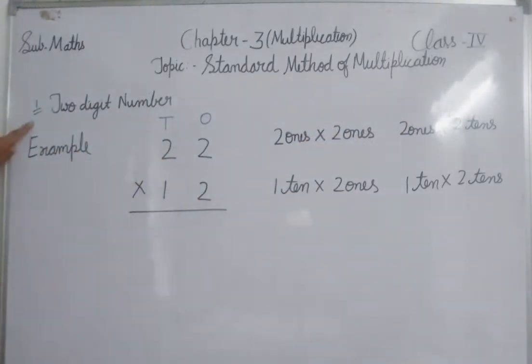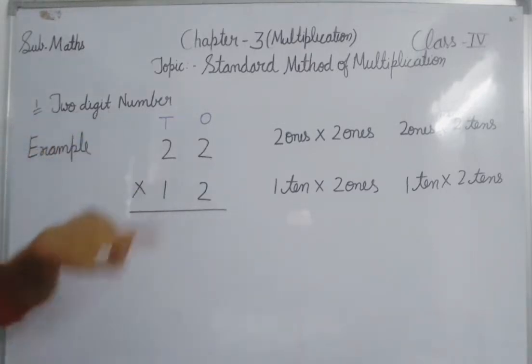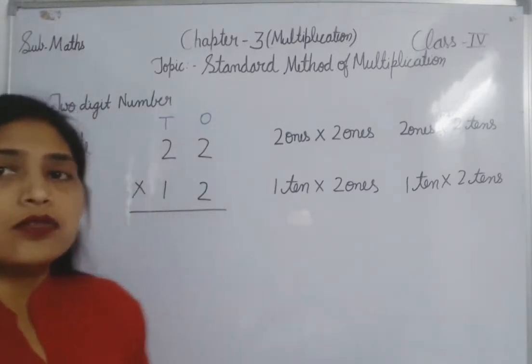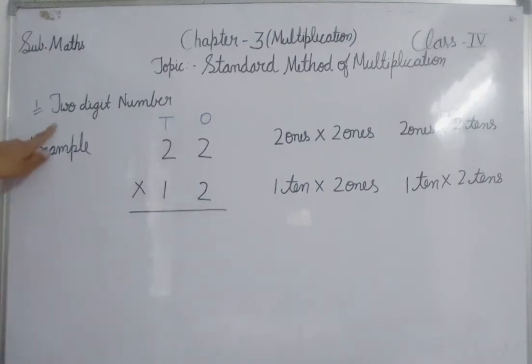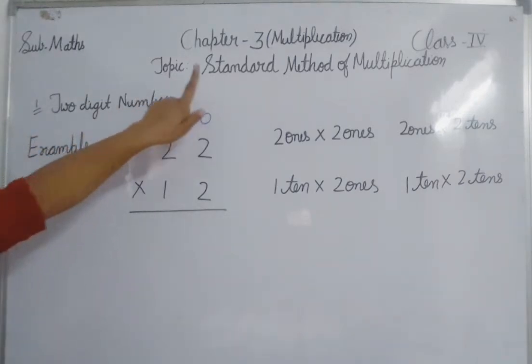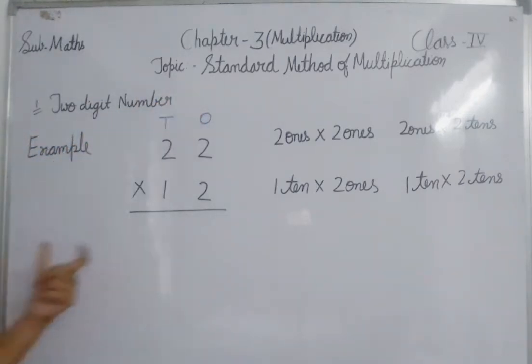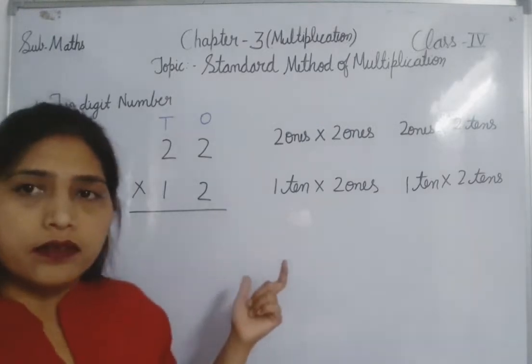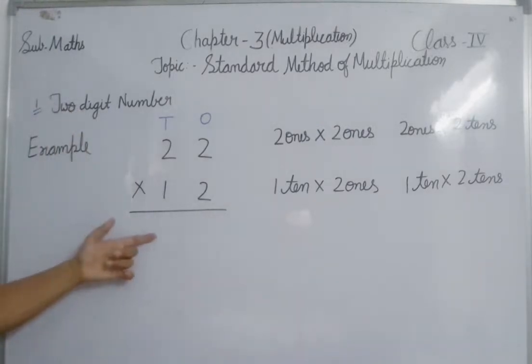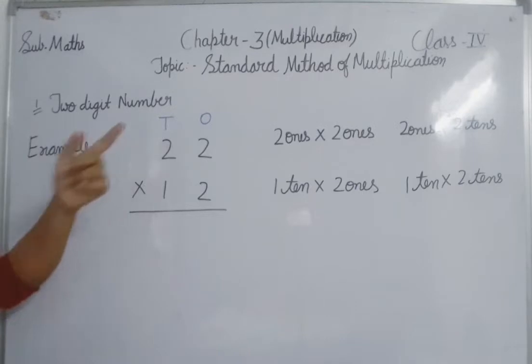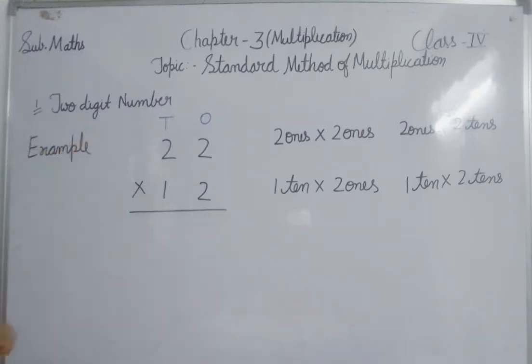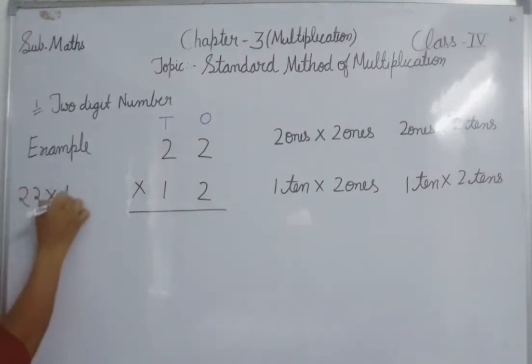Here first we'll do a 2-digit number, and after this we'll do a 3-digit number. Standard means basically we'll mainly use this method, that is why it's the standard method. So how will we multiply 2-digit numbers? Our problem is 22 multiplied by 12. How will we do this?